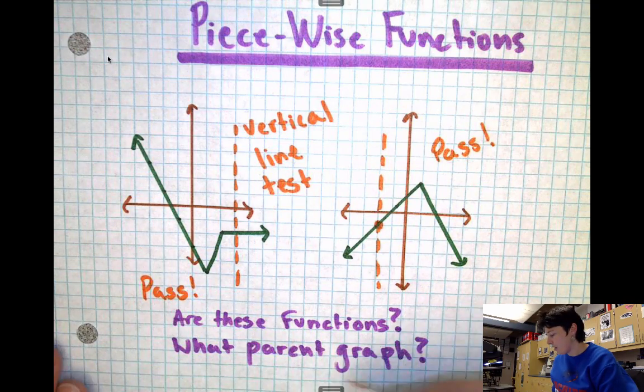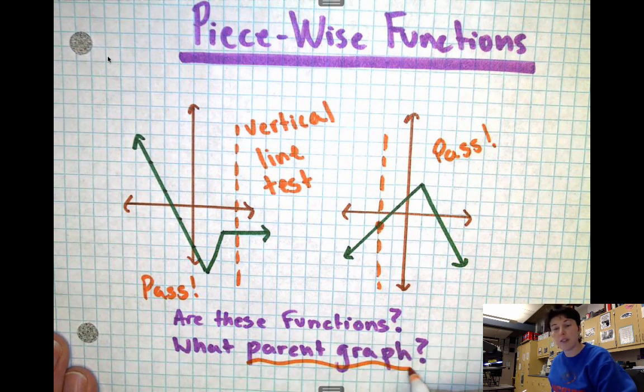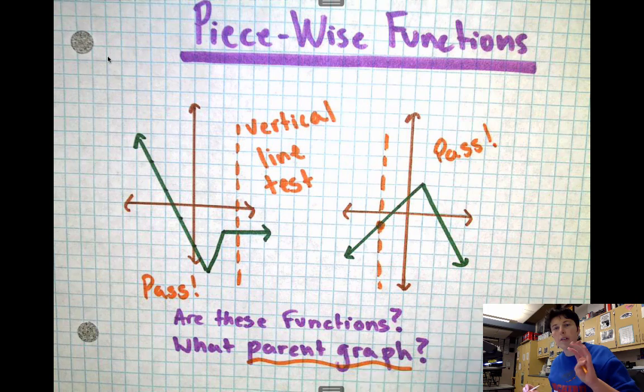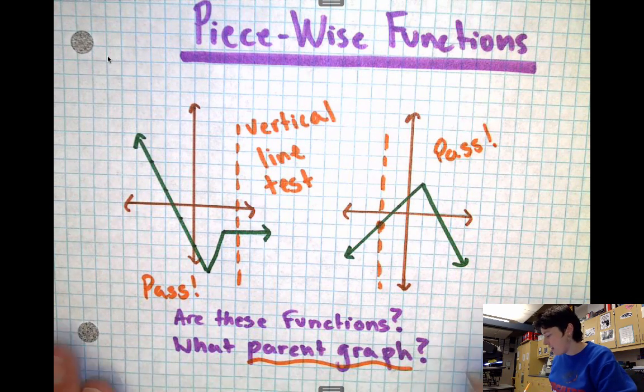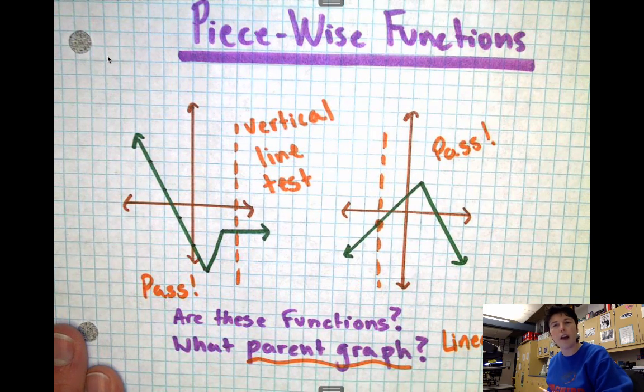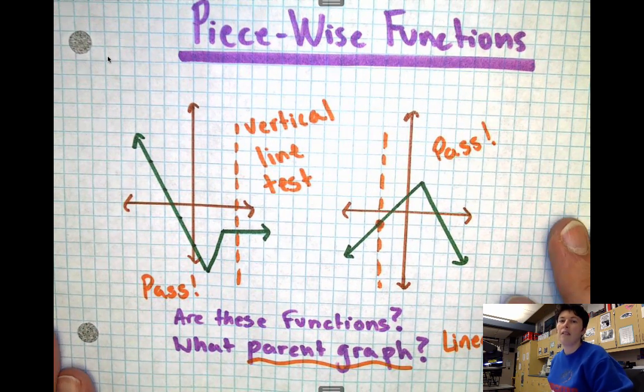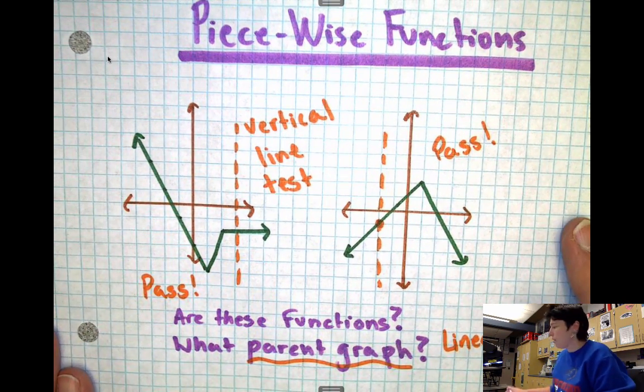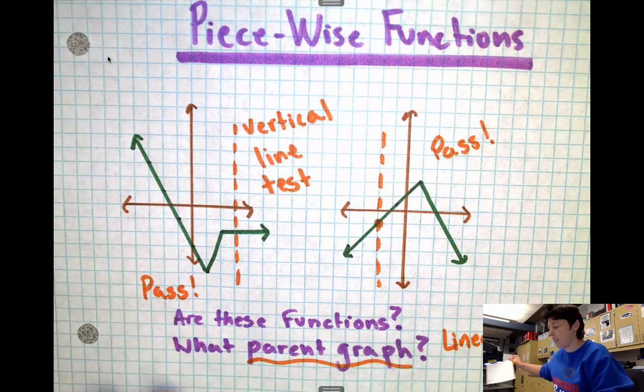Now, the parent graph is what family of graphs does this come from? And in algebra, we learn about different families of graphs, and one of the big ones is linear. Linear stands for lines, and these come from the linear parent graph. These are made up of various lines. So yes, these are linear graphs in kind of a way. They're linear, piecewise graphs. And so what we got to work on is how do we make these and how does it work? So we're going to try some of that. That's the next thing we're going to do.